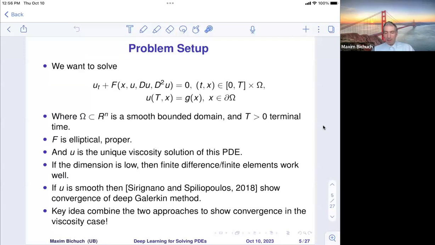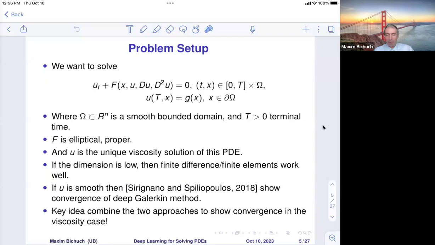So let me start by introducing the problem setup and actually maybe spill the beans and tell you the main idea of our plan to tackle this issue. So here's the problem that we want to solve, and we'll formulate it more generally. At the end, we want to solve the following PDE.